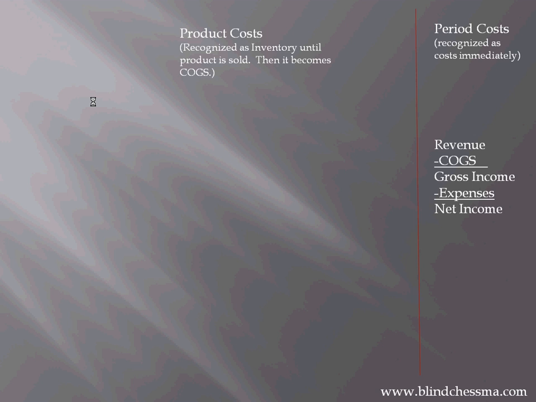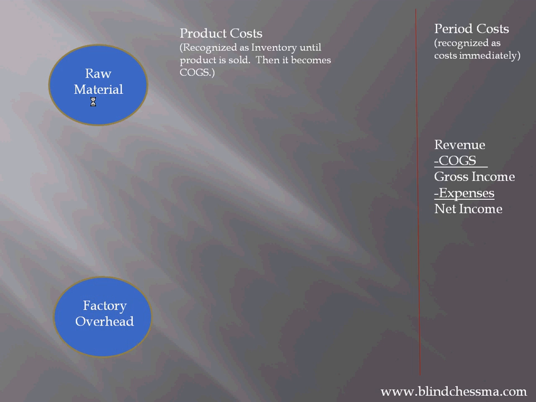Now, there are four accounts in our accounting system that we're going to set up, and we'll go through those in future videos. But the four accounts are raw material, factory overhead, work in process, and finished goods. So these are actual inventory accounts that you'll set up in your QuickBooks.